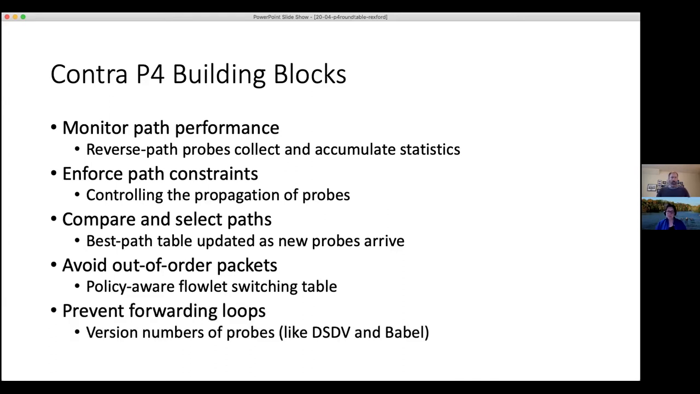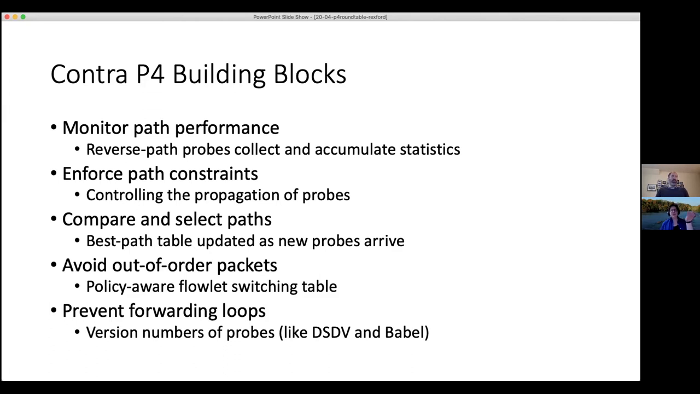And finally, distance vector routing protocols are notorious for having forwarding loops. And we avoid that here in a similar way to a bunch of ad hoc network routing protocols, which is to keep version numbers on probes to make sure that we don't wrongly use old probe information to route when new probe information is available. And that allows us to prevent a lot of forwarding loops that could normally arise in distance vector routing.